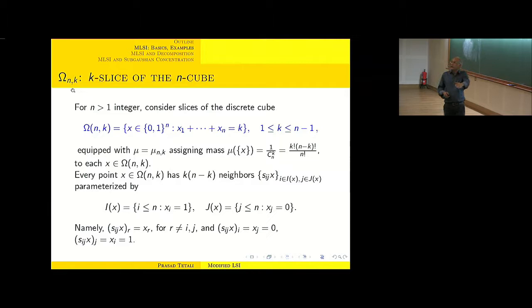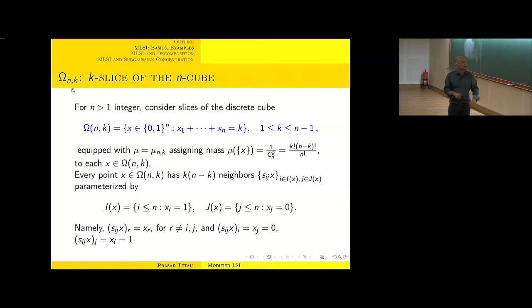So you're looking at the n choose k size. Sorry, I used the French notation here. C_k is n choose k. It's the uniform distribution on n choose k elements of the kth slice of the cube. What's the Markov chain? You always have k ones and n minus k zeros. So you pick a one uniformly, a zero uniformly, and swap them. So the probability P_xy should be 1 over k times n minus k.